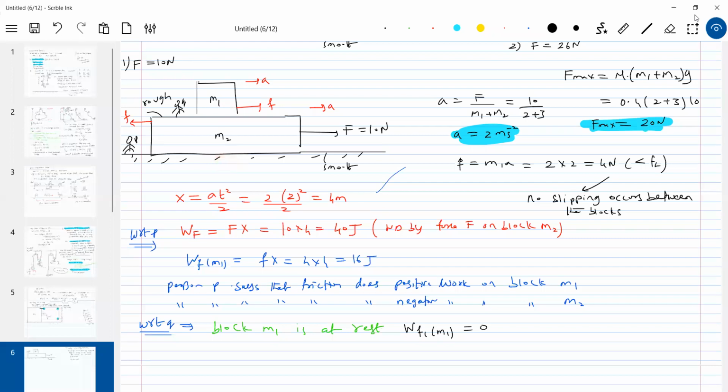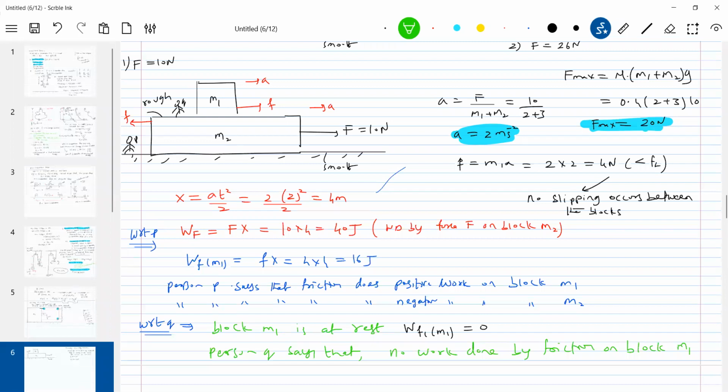So look at the work done by friction. What is the comment from person P? What will be its comment? He said that person Q says that friction does zero work, or no work is done by the friction on the block. Better say no work here. No work done by friction on the block M1.